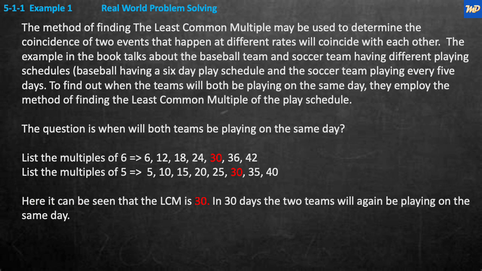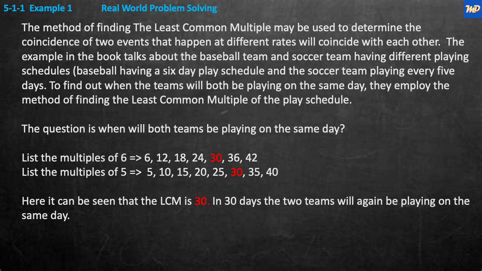Okay, example 1, a real-world problem. The method of finding the least common multiple may be used to determine when two events that happen at different rates will coincide with each other. The example in the book talks about the baseball team and the soccer team having different playing schedules. The baseball team has a 6-day play schedule and the soccer team plays every 5 days. To find out how often the teams will both be playing on the same day, they employ the method of finding the least common multiple of the play schedule.